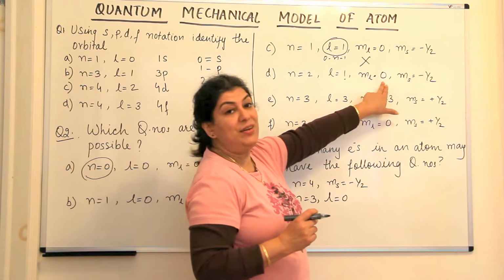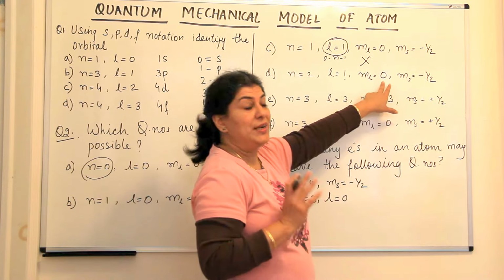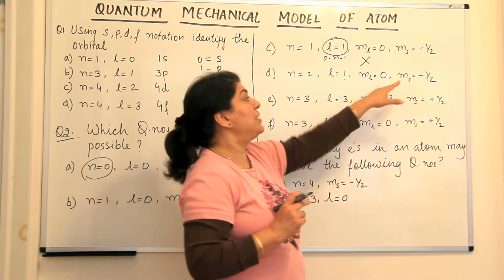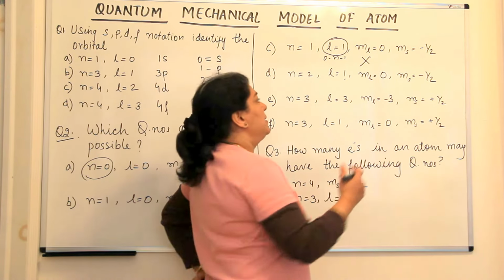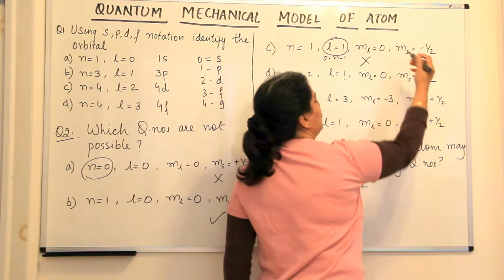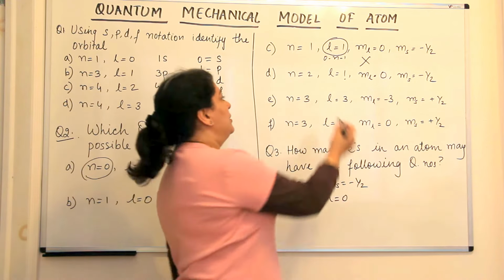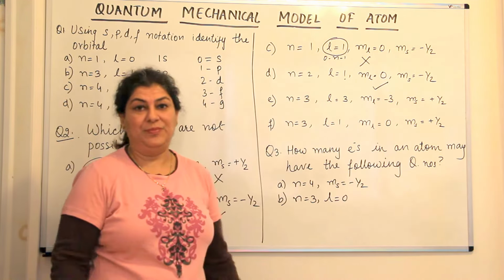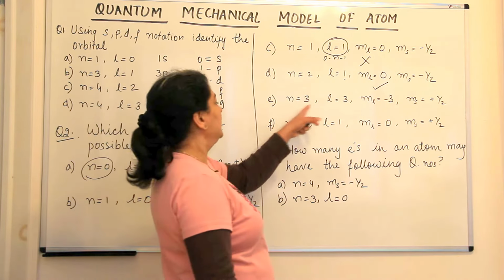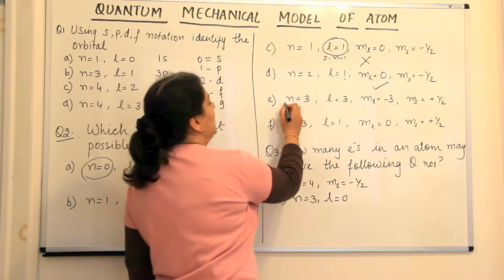And this value is 0, which means this is also correct. And then comes ms. Ms can be either plus half or minus half. And if these exist, then one of these would definitely exist. Therefore, this set of 4 quantum numbers is existent. They do exist.